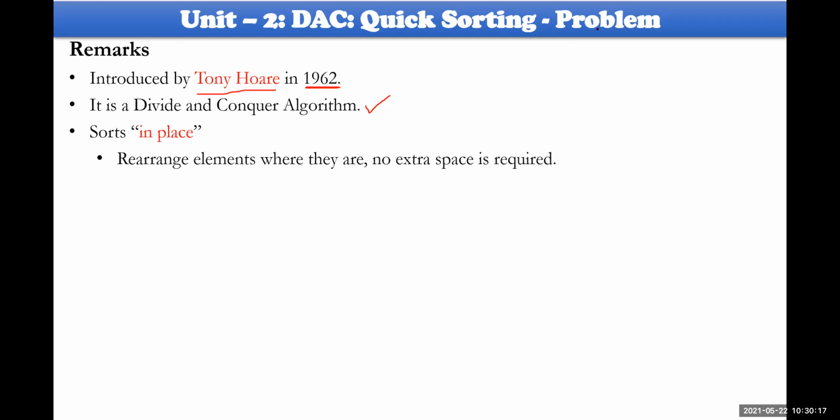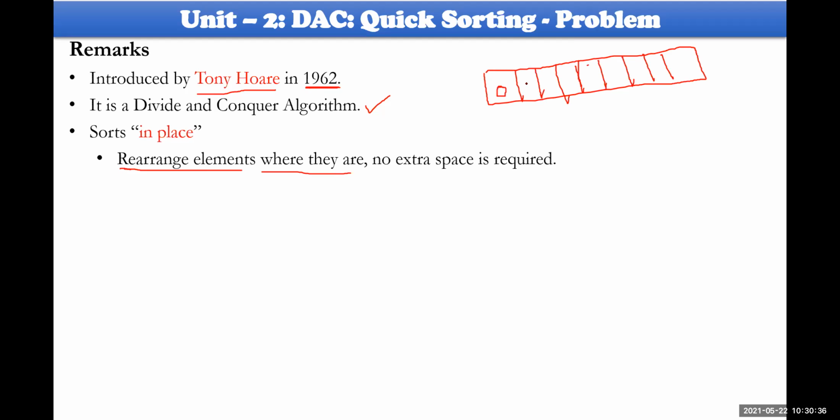So what is the meaning here? Rearranging the elements where they are. For example, some list of elements are there with you. Sorting always involves some kind of comparisons only. So here this element is greater than this particular element, then these two will be swapped. So here itself swapping gets operated. That's all. It should not take another list of elements and perform the swap there. That is not supposed to be done. Okay, that's what you need to keep in mind.